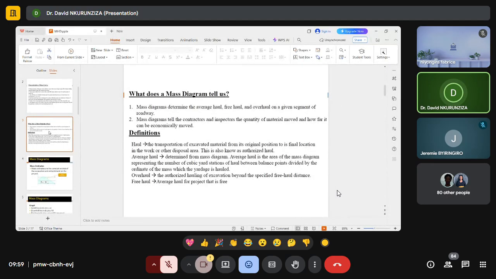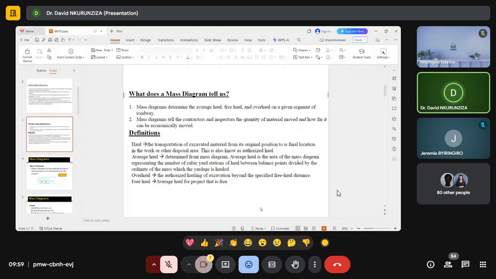Yeah. So now let us see some of the key terminologies or key components. If you want, you can write it down. The key components of a mass haul diagram.